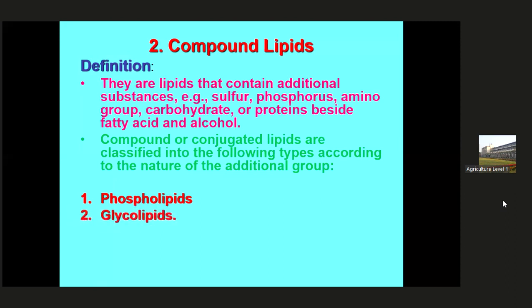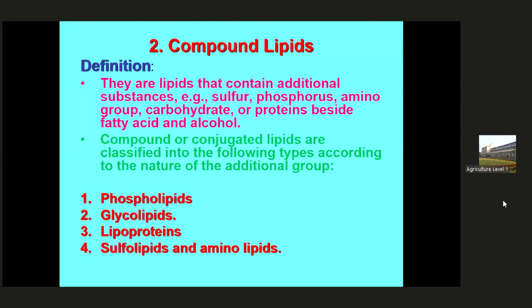Then glycolipid, glyco means carbohydrate, like glycogen, this is glycolipid. Lipoproteins mean lipid and protein. Then sulfolipid, aminolipid, etc. These are the additional groups: sulfo, amino, protein, carbohydrate, phosphorus, sulfur, etc. So based on the additional group that is present in the structure of the lipid, the name of the compound lipid is as usual. So among these we will discuss only the phospholipid. It's very important for the production of the cellular and subcellular membrane.